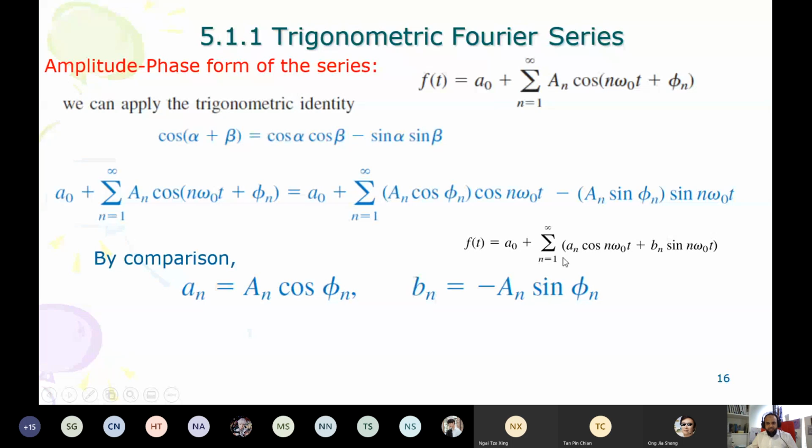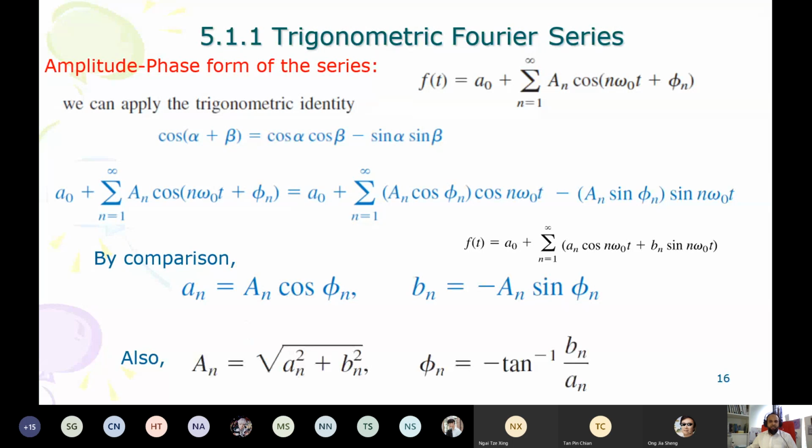So once again, this was the actual expansion an cos n omega naught t. So cos n omega naught t is still there, except this an is replaced by capital An cos phi. So this means an is equal to capital An cos phi n. Similarly, bn is replaced by minus capital An sin phi n. And also the angle phi n is given by bn upon an. All right. Any questions?